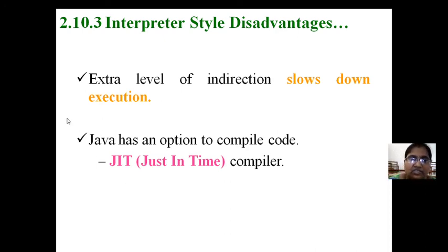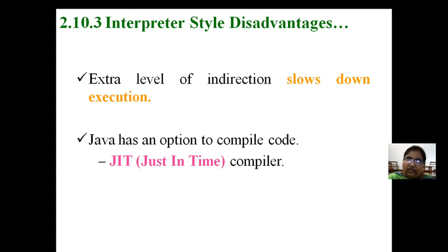For example, Java has an option to compile code. Even though Java is a superb language, we have some converters to get bytecode. Without that we can't do it. With bytecode only, in any system we can run the code. The portability is there, right? Then it is called the just-in-time compiler. What is this compiler? Just-in-time, right? So this is the end of our unit.